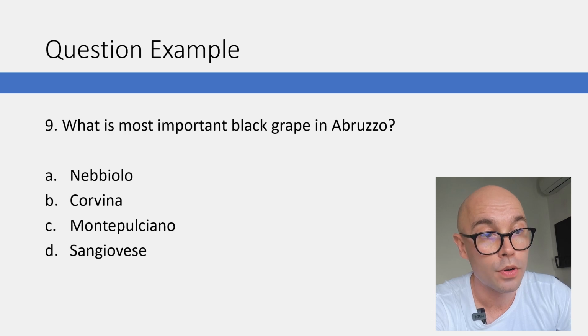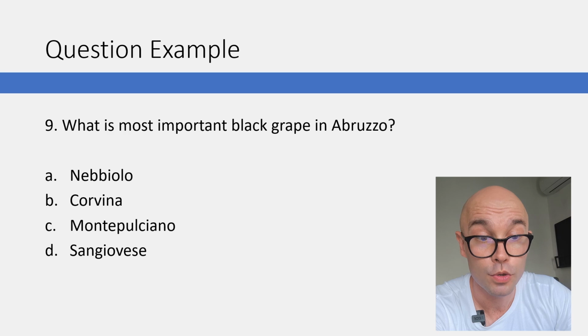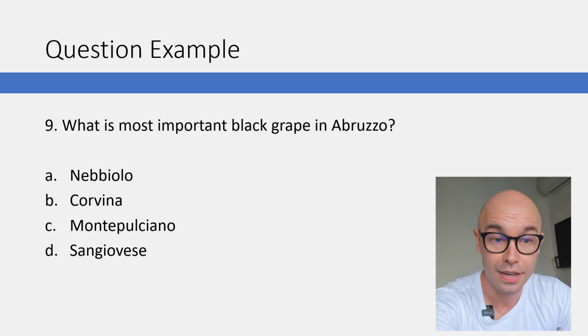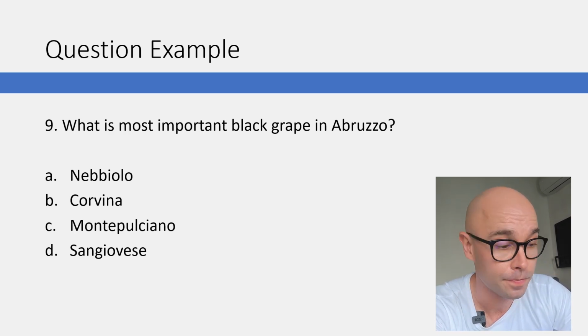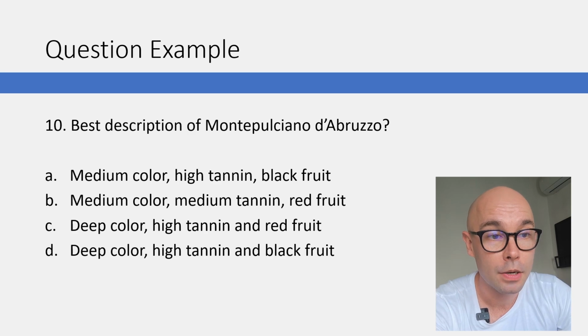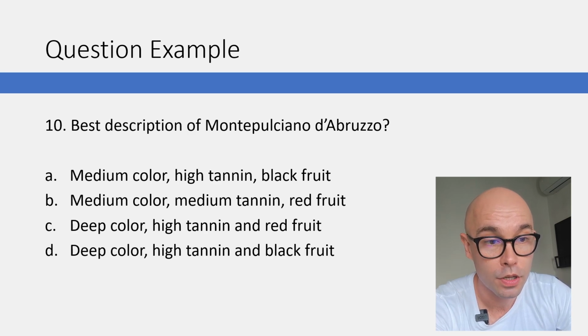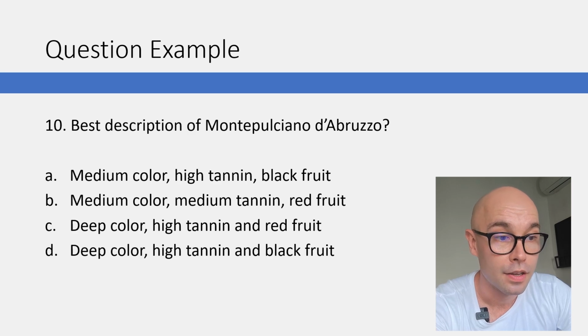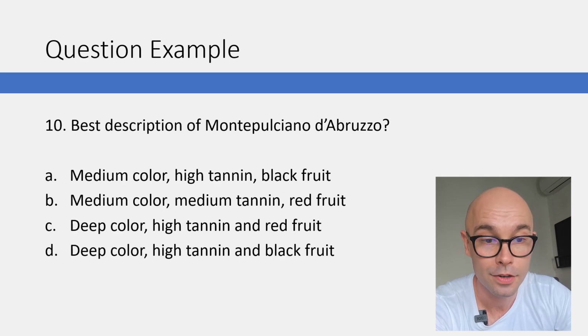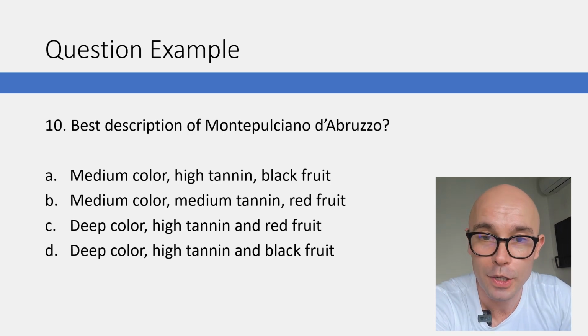What is most important black grape in Abruzzo? Nebbiolo, Corvina, Montepulciano, Sangiovese. The correct answer is C, Montepulciano. Best description of Montepulciano di Abruzzo: medium color, high tannin black fruit, medium color, medium tannin red fruit, deep color, high tannin red fruit, deep color, high tannin black fruit. The correct answer is D, deep color, high tannin black fruit. Please let me know how well you did.